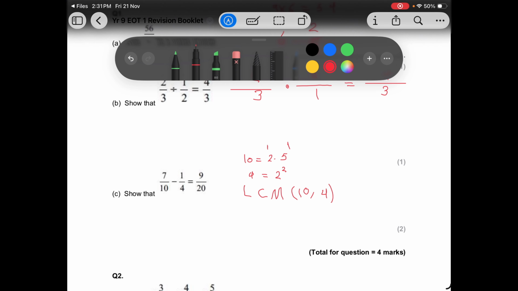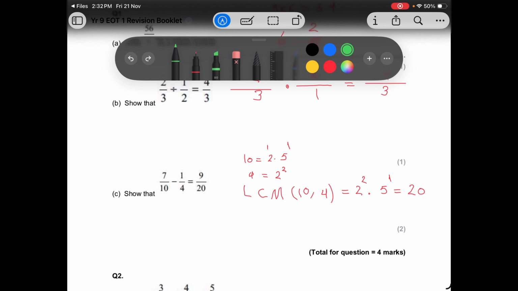We will take each prime with the highest power. We have 2 and we have 2, and the highest power is 2 to the power 2, so I will take 2 to the power 2 into consideration. And the only 5 we have is 5 to the power 1, we will take it. And if you multiply this, it will be 20. So the least common multiple of 10 and 4 is 20. It's already shown here, but what if you don't have it? So you know now how to find the least common multiple. So the least common multiple is 20.